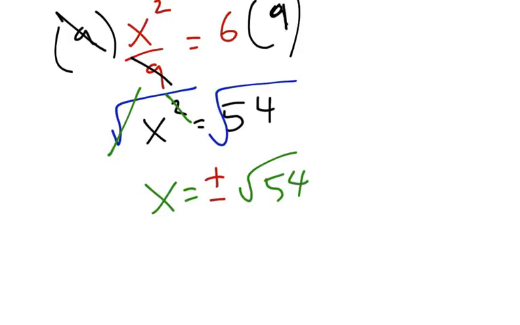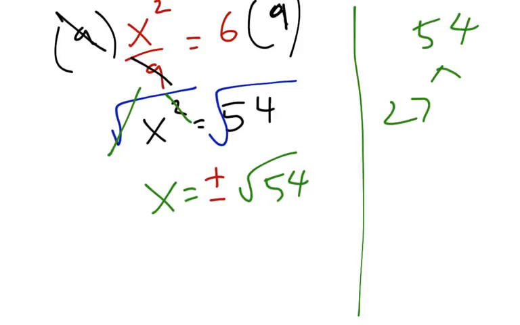Why do we do that? With the square root of 54, we need to break it down. So we're going to work on this side. 54 is the same as 27 times 2. And 27 is 9 times 3. Oh, look at that 9. It's 3 times 3. Okay, so let's go back.